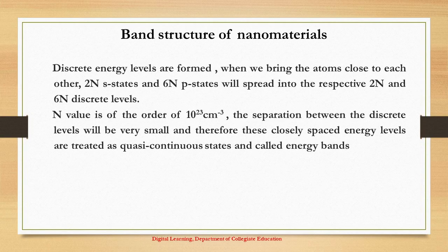Now, discrete energy levels are formed. When we bring the atoms close to each other, the 2N s states and 6N p states will spread into respective 2N and 6N discrete levels. The value of N is of the order of 10 to the power of 23 per cubic centimeter, and the separation between the discrete levels will be very small. Therefore these closely spaced energy levels are treated as quasi-continuous states called energy bands. So this is the energy band structure for nanomaterials.